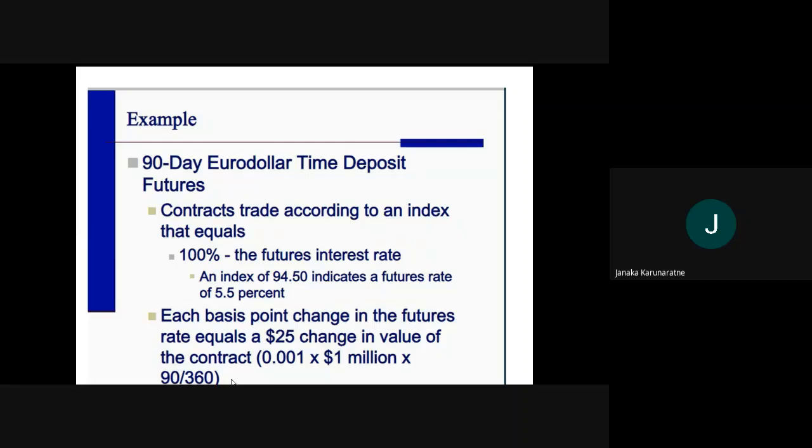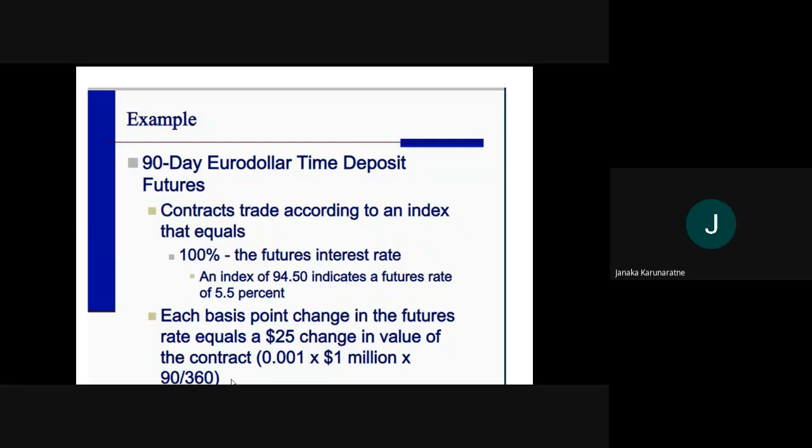So then you can buy whatever quantity of futures you want at the price which is trading in the market. Each basis point change in the futures rate is equivalent to a $1.25 change in the value of the contract. Remember, I said the contract value is $1 million. The day count convention is 360. So 90 days futures means 90 over 360.